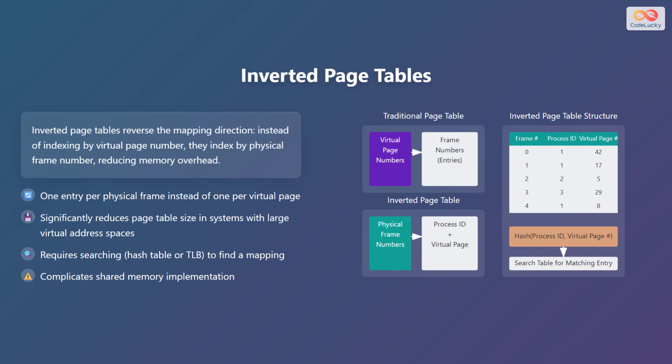This search process can be slower than direct indexing and may require additional hardware like hash tables or translation lookaside buffers. Complicates shared memory implementation. The structure of inverted page tables can make it more complex to implement shared memory between processes.